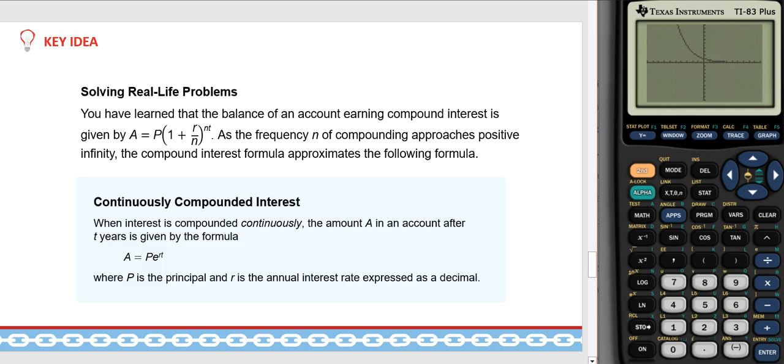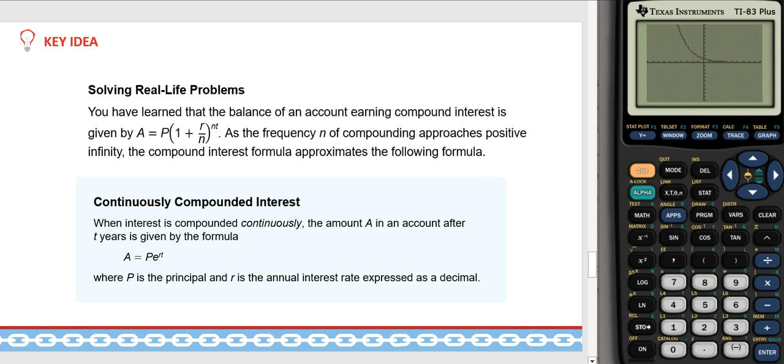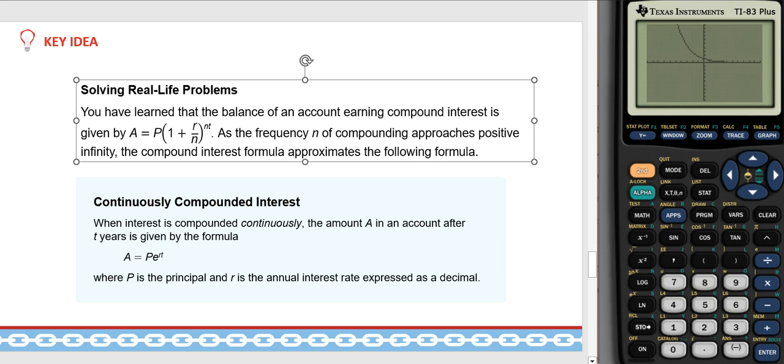In previous lessons we've looked at compounding interest on a set time schedule, represented by this equation here: A equals P times the quantity 1 plus r over n to the n times t power, right? So that's if you have a traditional bank account where they say, hey, we're going to give you 4% interest compounded monthly.